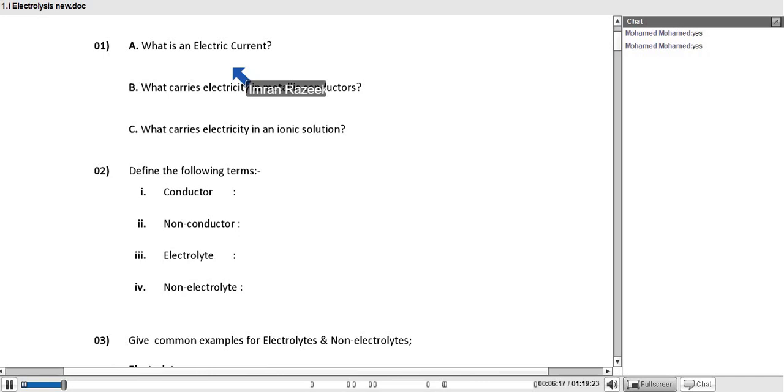What carries electricity in metallic conductors? Free mobile ions. I'm sorry, a metallic conductor has free mobile electrons. Next question, what carries electricity in ionic solution? Free mobile ions. So the answer to B is free mobile electrons, and the answer to C is free mobile ions.